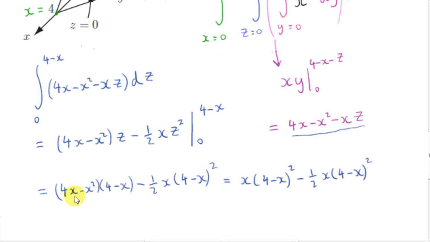Now, to make life easier, we can actually take x out of 4x minus x squared, and we'll have 4 minus x times 4 minus x. That gives us 4 minus x squared. So 4 minus x squared appears twice here. So we can gather up what's in front of 4 minus x squared. That's 1x minus a half x. That's a half x times 4 minus x squared.